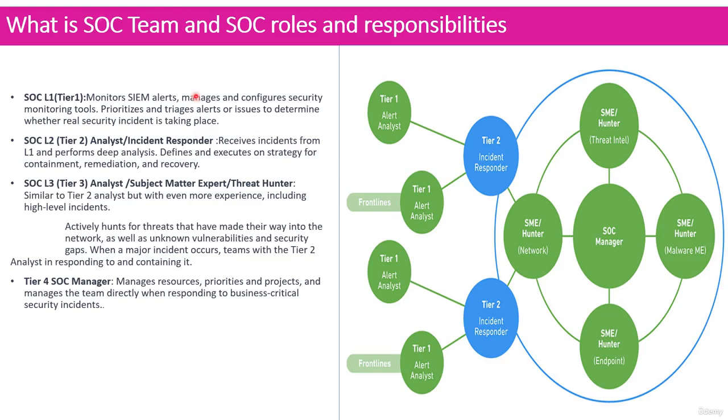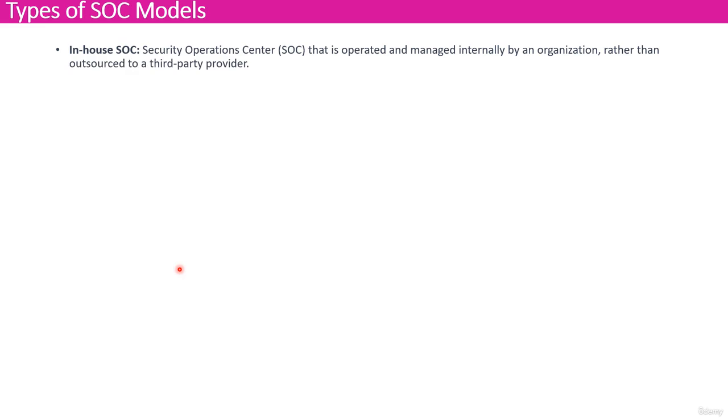So this is the hierarchy of SOC and the different teams in SOC and their responsibilities. In this video, we are going to discuss the different types of SOC models. The SOC, the Security Operations Center for an organization. Some organizations have their own security operations center. So the organization itself maintains the SOC and the security engineers. The company itself hires the security engineers, and they can monitor their entire infrastructure.